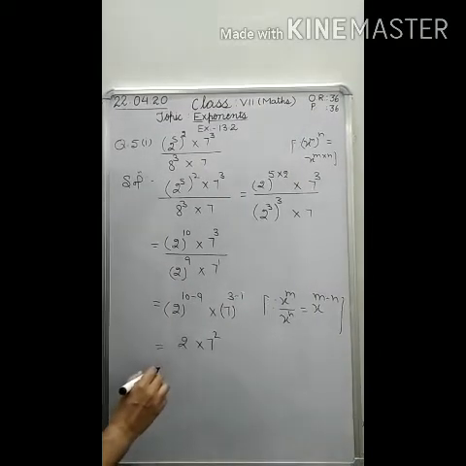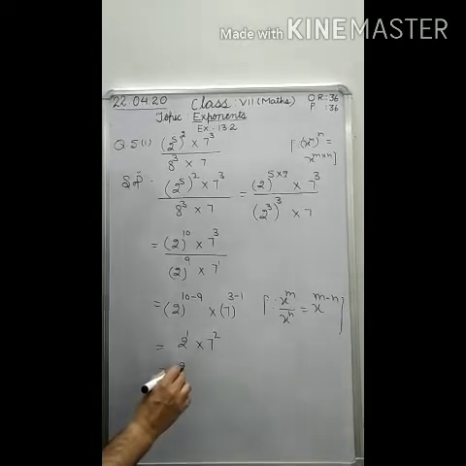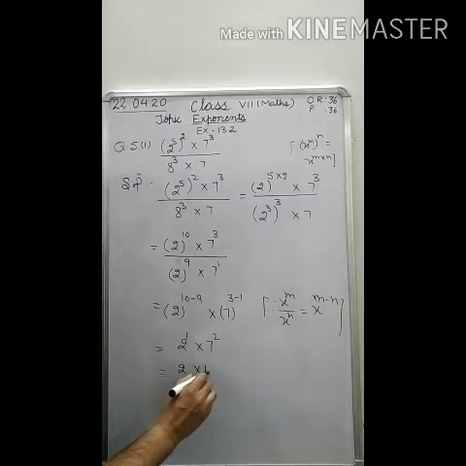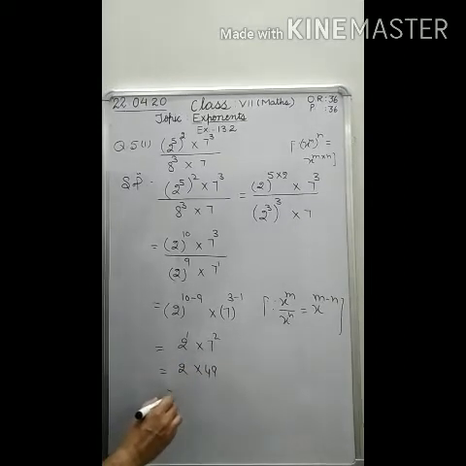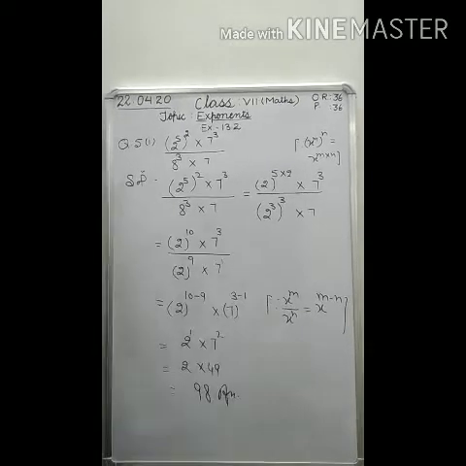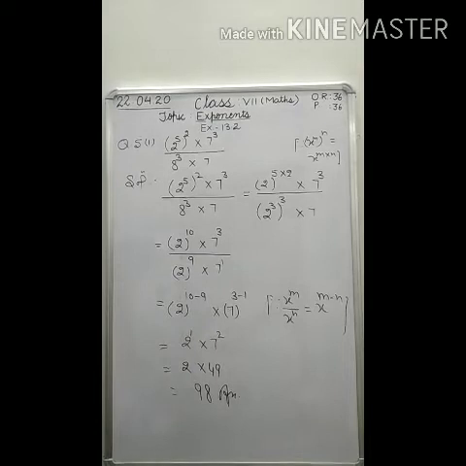Now you solve it further. 2 raised to the power 1 will be 2 and 7 raised to the power 2 will be 49. Now 49 times 2 will be 98. So this will be your answer. Students, this is the total solution of this part.